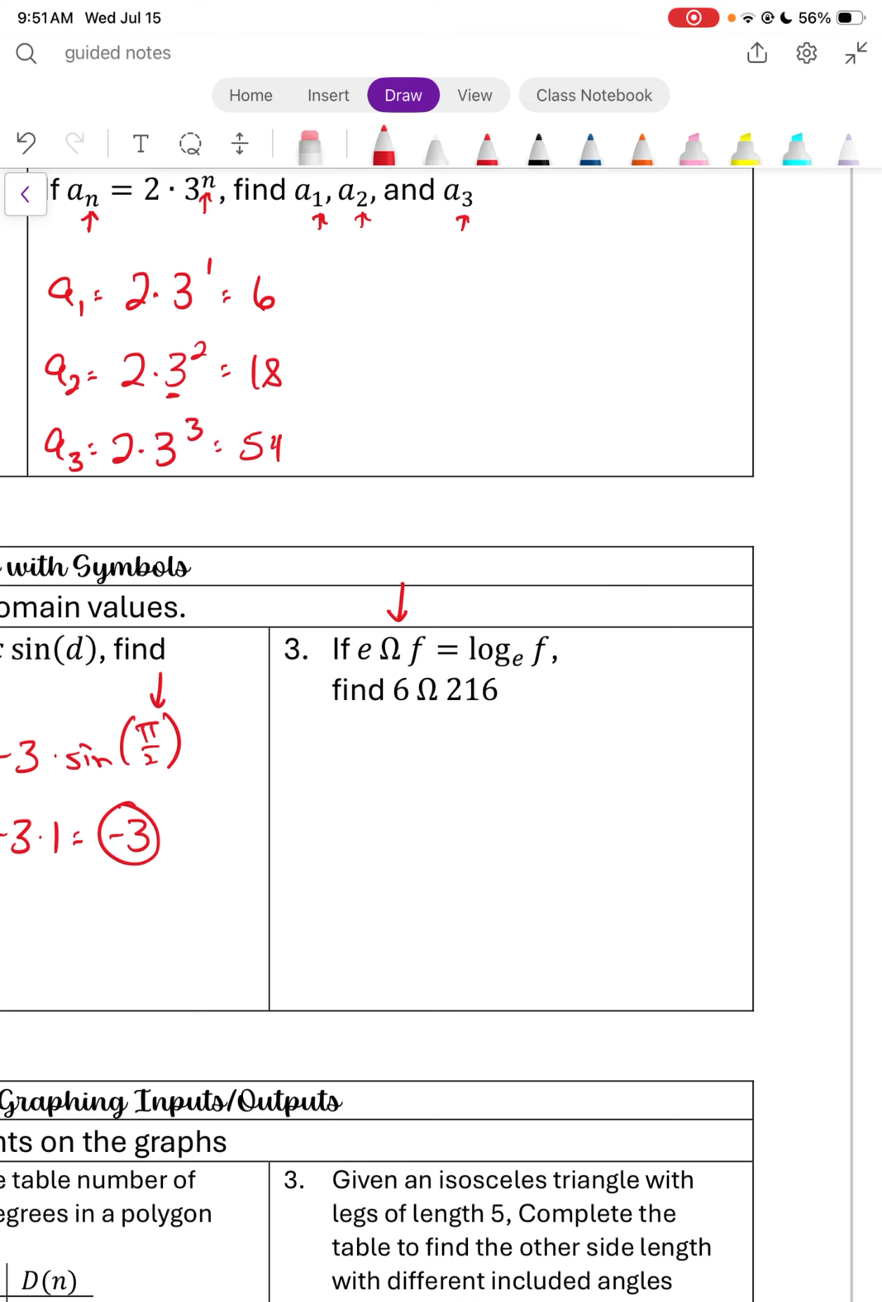And the last one, we have the symbol here. That's the omega symbol. You don't have to know the names, just have to know what to do. E omega F is equal to this rule, and we're asked to find 6 omega 216. So anywhere we have an E, we put 6. Anywhere we have an F, put a 216. So we're doing log base 6 of 216 when we plug them in. Log is saying 6 raised to what power gives me that 216, and that would be 6 to the third power is 216, so there's the final answer.